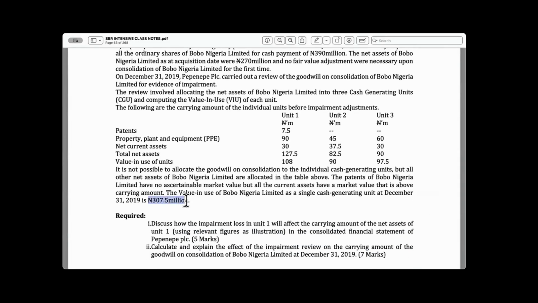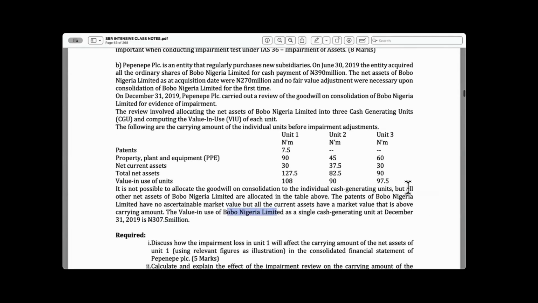They also gave us the value in use of this whole company. So you compare that with the carrying amount. That gives you your impairment loss. Now, that impairment loss, you then need to allocate. You already know that for unit one, you have already calculated some impairment loss. So the 19.5 will go first: you give 7.5 to patents, 12 to PPE. That one has been established as impaired. If there is anything remaining, you give that to goodwill.